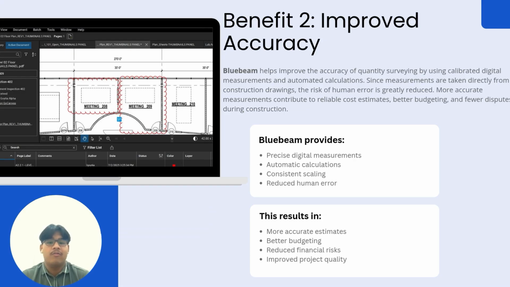The second benefit of Bluebeam is improved accuracy. Bluebeam allows quantity surveyors to measure directly from digital drawings using calibrated tools, so the measurements are much more accurate than doing it manually. It also performs automatic calculation and keeps the drawing scale consistent, which helps reduce human error. Because of this, the cost estimates are much more reliable, budgeting becomes easier, financial risks are lower, and the overall quality of the project is improved.